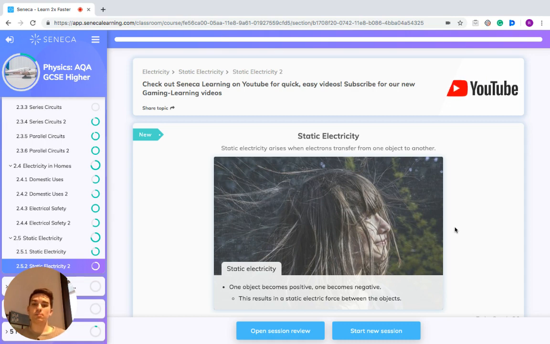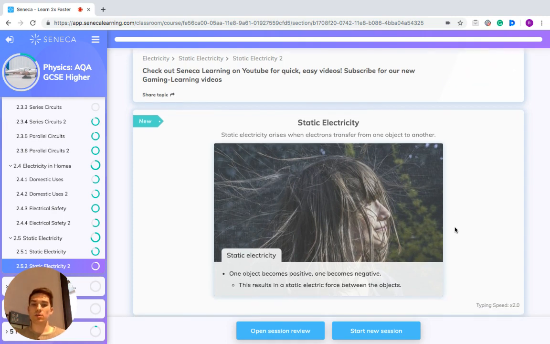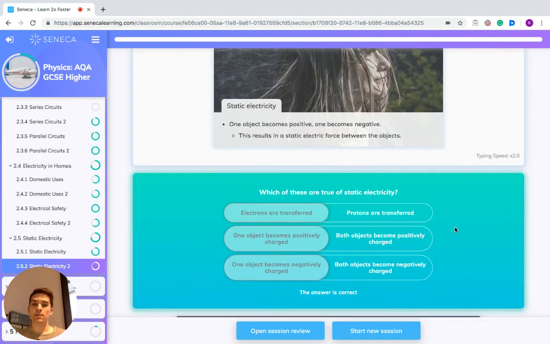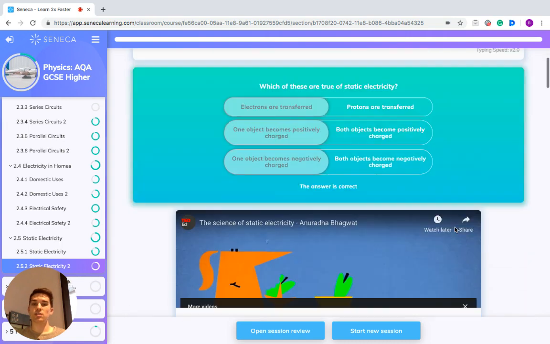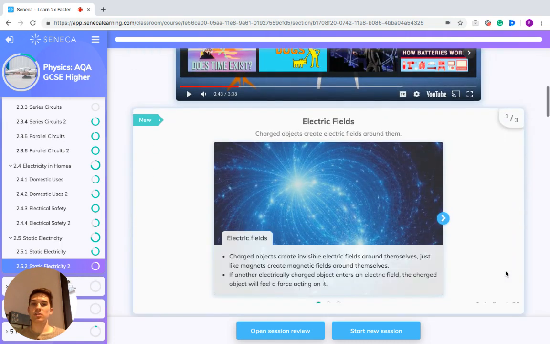So one object becomes positively charged and one object becomes negatively charged, and that results in a static electric force between the objects. So remember that electrons are transferred, one object becomes positively charged, and one object becomes negatively charged.